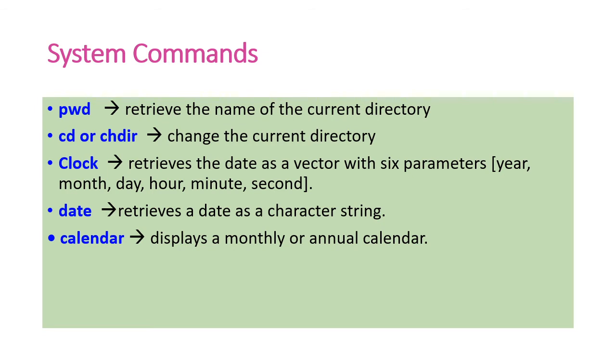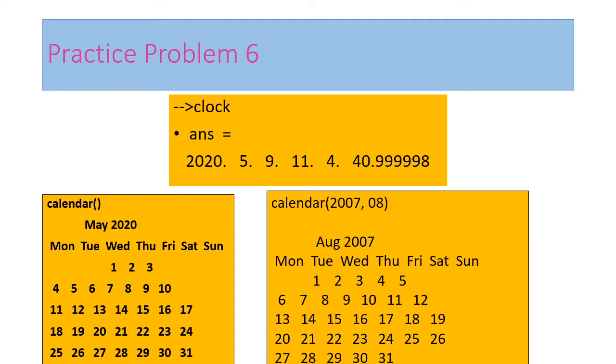If you want to display the clock value and the date and the calendar, we have system commands of clock, date and calendar. So if you type clock, it will display the current date along with the time. If you give calendar, it will give you the current month calendar. If you want to specify the year and the month, then just specify calendar and which year you want. So I specified 2007 and I specified August. So the August 2007 calendar will be displayed here.